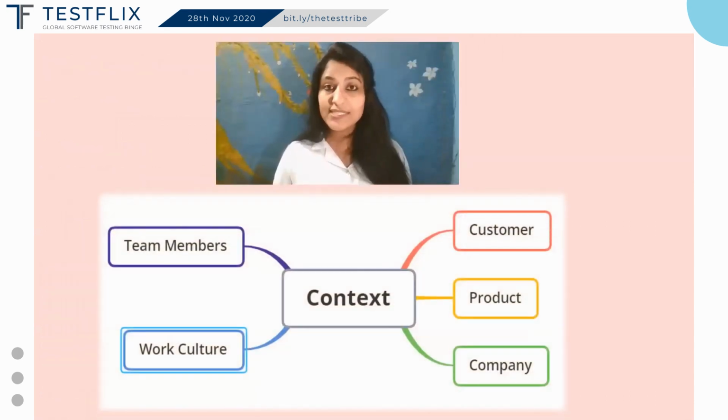Don't you think, when it is said that this practice worked well for them, do we have the same customer? Are we working in the same organization? Do we have the same team members? Do we have the same work culture? Or do we have the same problems? No, right? Then how can we follow their best practices without having the same context?